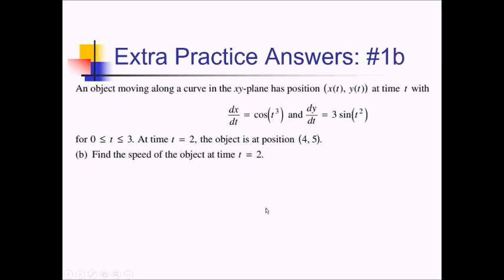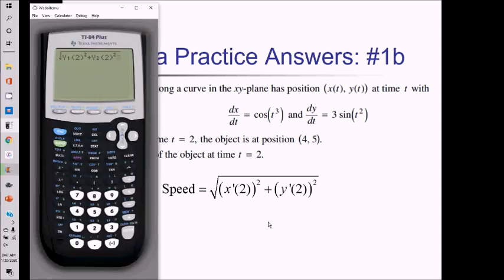For this part of the problem, I need the speed of the object at time 2. So all I have to do on this one is just square root of x prime of 2 squared plus y prime of 2 squared, standard speed setup here. For that, I will need the calculator. Here's what it looks like on the calculator. Now remember, I stored x prime and y prime as y1 and y2 on my calculator. So I'm just plugging 2 into those directly and squaring the outputs from those. And square root of all that gives me 2.275.